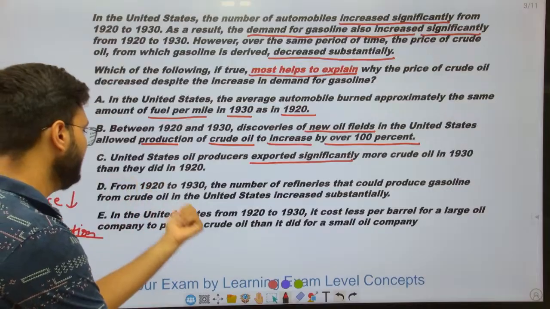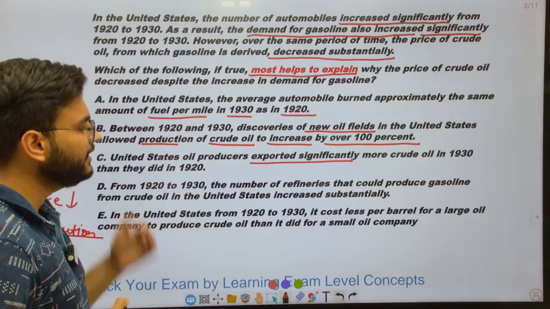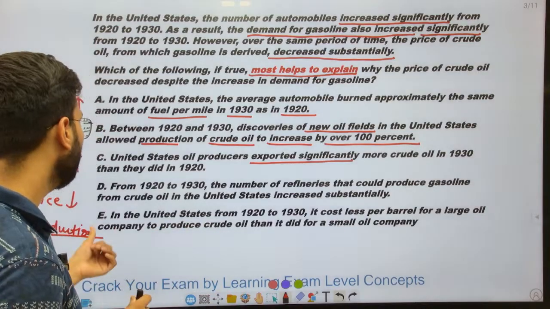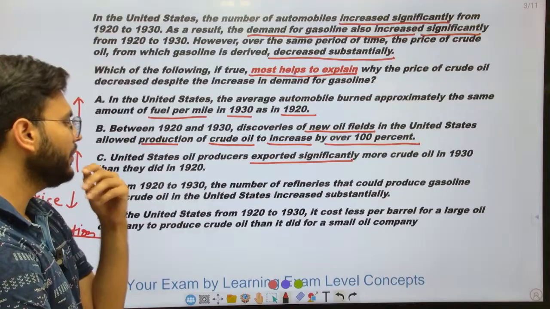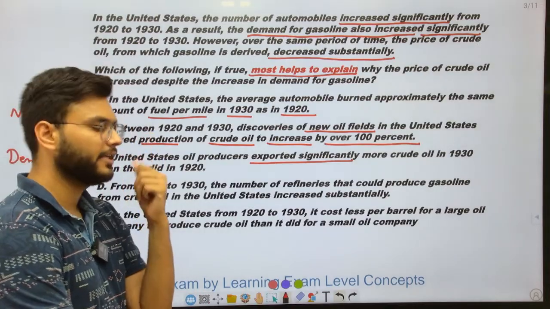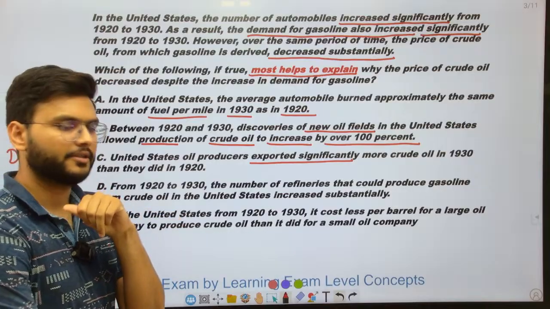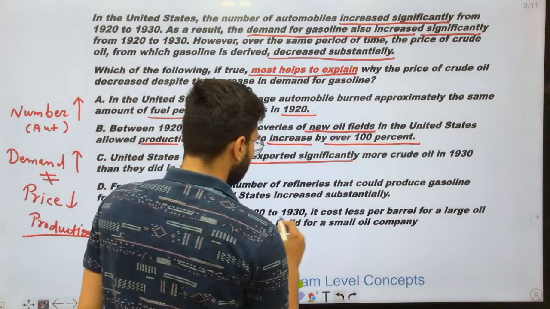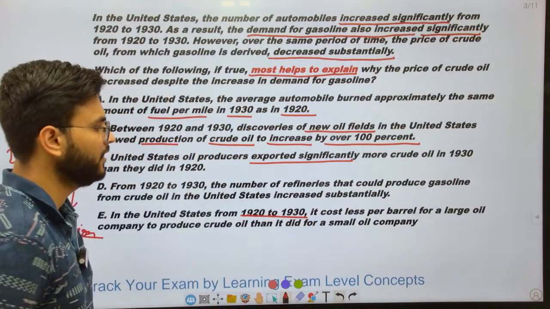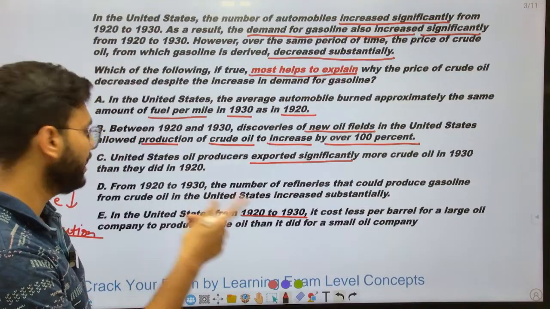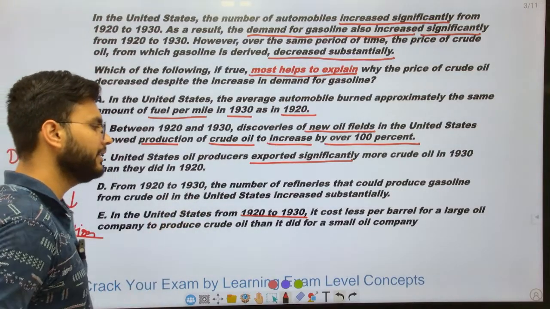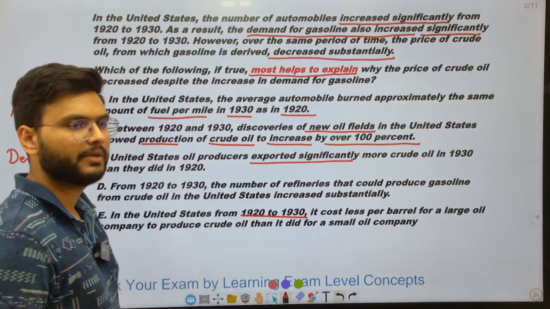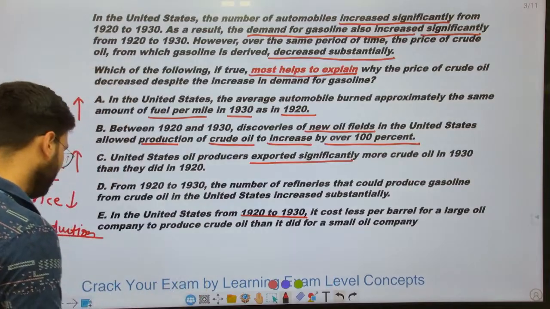Next, in the United States from 1920 to 1930, it cost less per barrel for large oil companies to produce crude oil than it did for small oil companies. All right. Think about it. Now you are comparing. Comparing what? In the United States, in this timeline, 1920 to 1930, it cost less per barrel for large oil companies to produce crude oil than for the smaller ones. Now you are comparing large companies with the smaller companies.